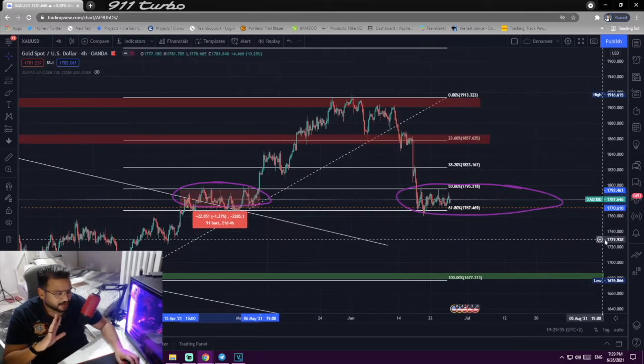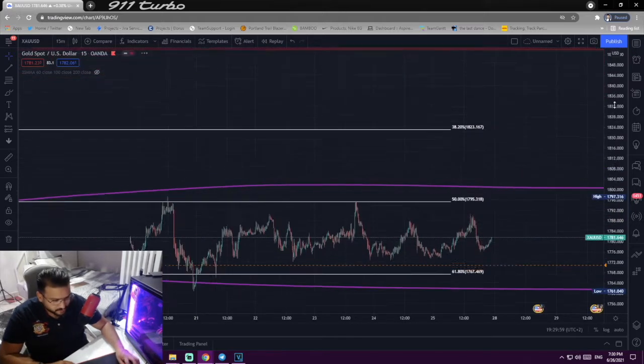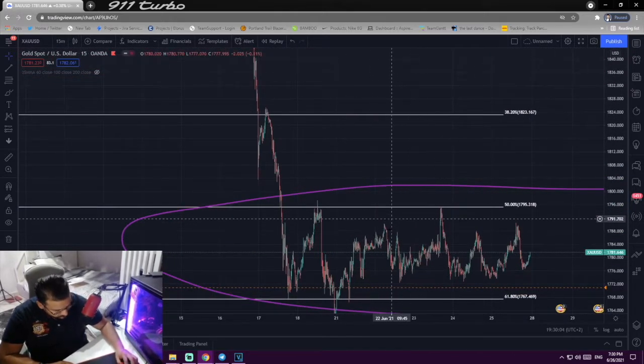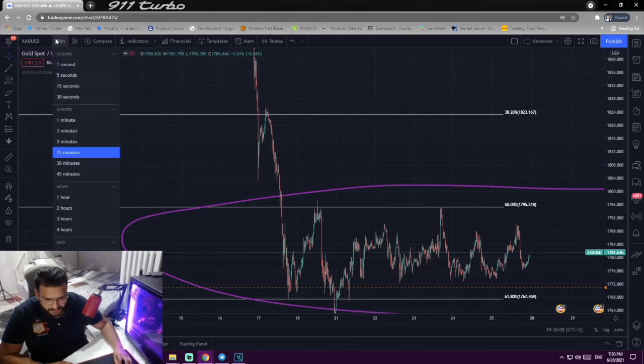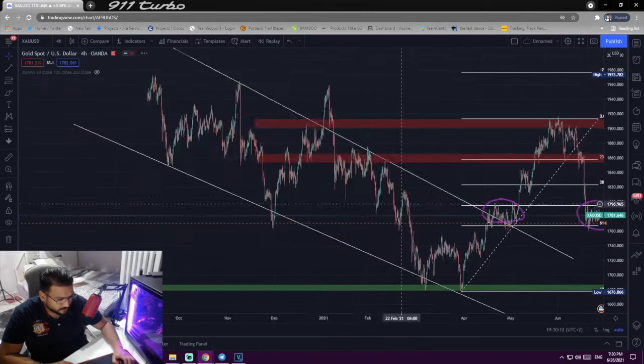And to make themselves feel better, they will just go to the 15 minutes to make themselves think it's moving a lot. But at the end of the day, this is really bad, very risky trading. But for me, the way I trade is I trade structure points and trend lines.